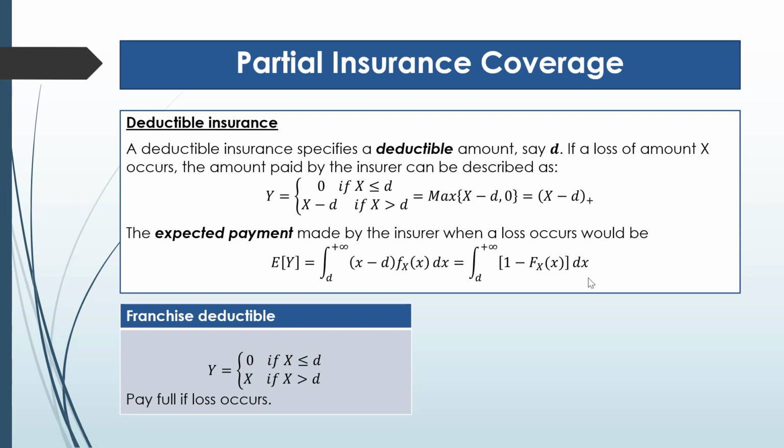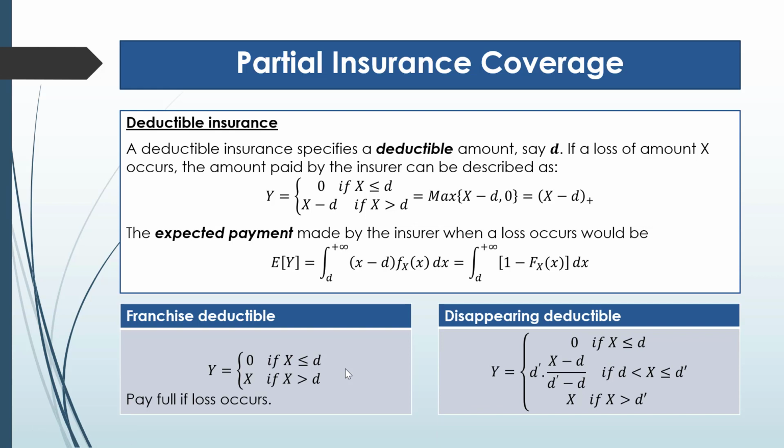In deductible insurance, we have two important categories. The first one is the franchise deductible. Y is equal to 0 if X is less than or equal to D, and Y is equal to X if X is greater than D. That means if the loss does occur, the insurer will pay in full.